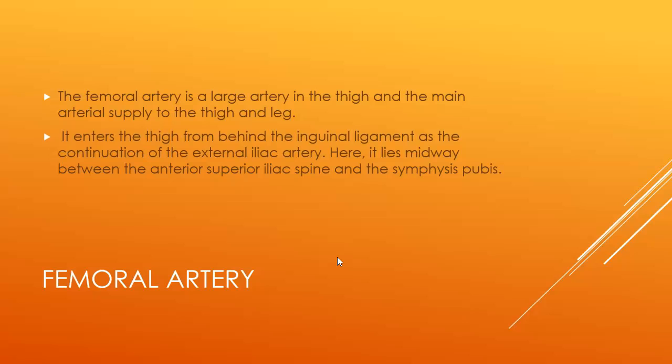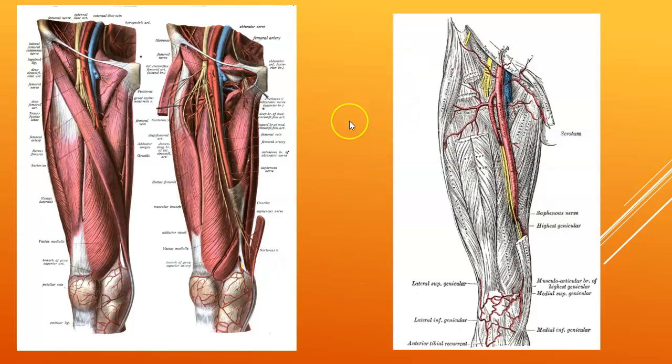The next is the femoral artery, which from time to time can be used as a pulse. It is a very large artery in the thigh, and it is the main arterial supply to the thigh and leg. It enters the thigh from behind the inguinal ligament as the continuation of the external iliac artery. Remember, the iliac artery is where the abdominal aorta bifurcates. And here it lies midway between the anterior superior iliac spine and the symphysis pubis.